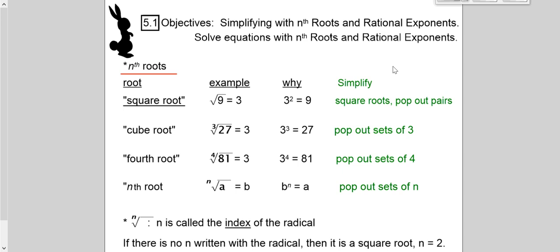This is lesson 5.1. Objectives: simplify with nth roots and rational exponents, and solve equations with nth roots and rational exponents. Nth roots: we have square roots, cube roots, fourth roots, and nth roots. N can be any number we want it to be.